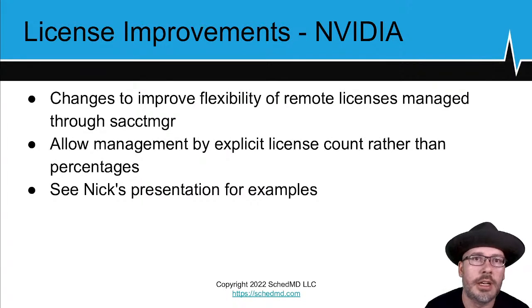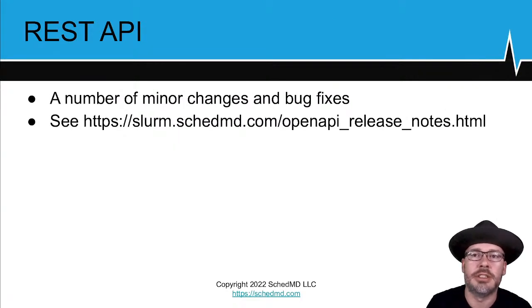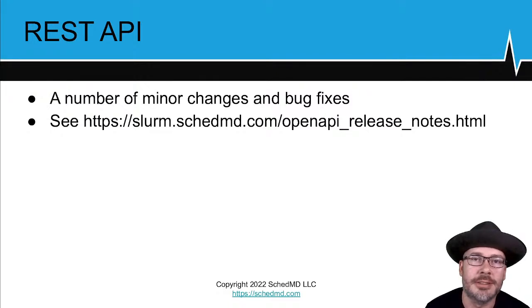Another thing that came in here, some license improvements. These are actually, I'm going to skip that slide. That slide should not sit there. That is actually future work in 23.02 that's coming in. Slurm's REST API saw some minor updates as well. I'm not going to try and cover those here today. The OpenAPI does have its own set of release notes now that is tracked and managed as we push and evolve that API. So I'd encourage you to take a look there, especially if you're actively developing against it.